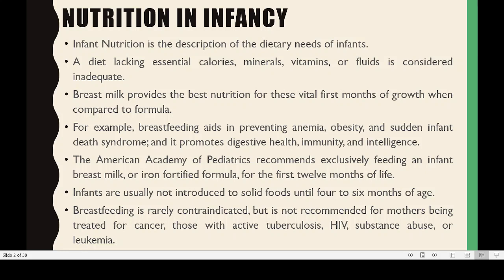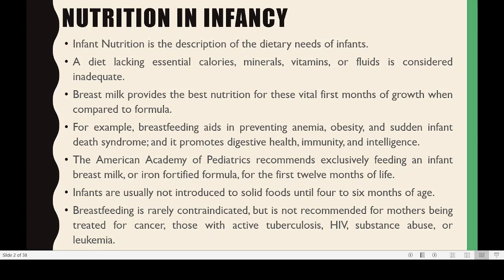Okay, so for example, breastfeeding helps in preventing anemia. Anemia simply means a lack of blood, and if food does not contain a sufficient quantity of iron, that will prevent the formation of hemoglobin, and that means there is an inadequate amount of blood. So one example of the benefit of breastfeeding is that it prevents anemia in children, and it also prevents obesity.